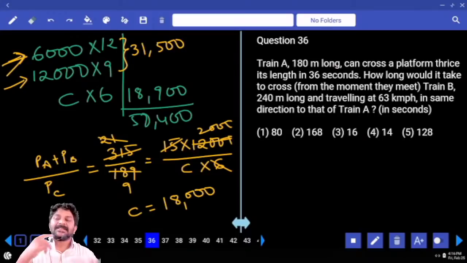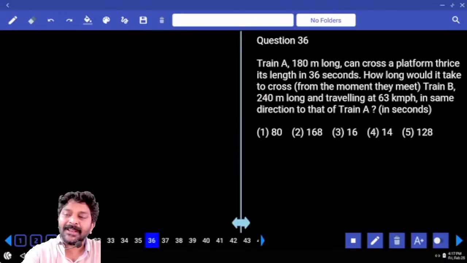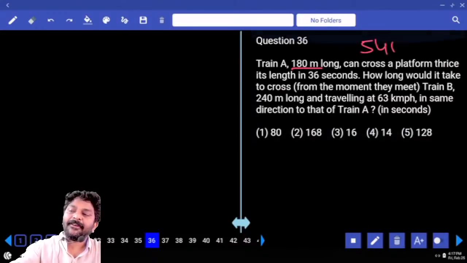Train A 180 meters long can cross a platform thrice its length in 36 seconds. How long would it take to cross a train B 240 meters long and traveling at 63 km per hour in the same direction as train A? Train A length is 180 meters and it can cross a platform which is thrice its length. That means platform length is equal to 3 times this number only. How much is that? 540.